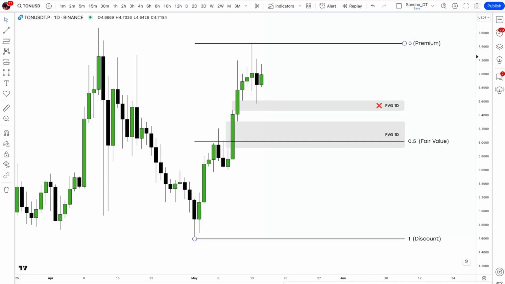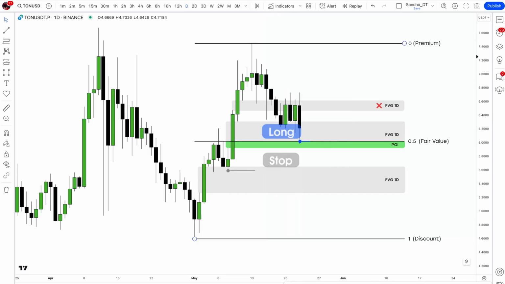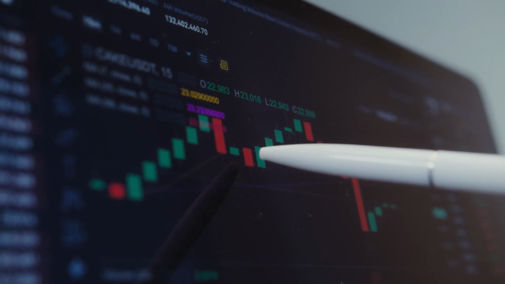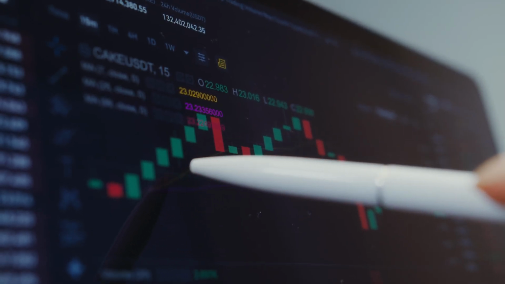In this strategy, work only with the part of the imbalance below the 0.5 level, making it the first zone of interest for opening a long position. If an imbalance is deep in the discount market zone, it becomes an additional point for opening a position if the price does not reverse from the first zone. This approach helps to reduce risks and increase the chances of a successful trade. On the chart, you can see how the price methodically tests the highlighted zones, bouncing off key levels and forming an uptrend. This demonstrates how correctly identified zones of interest can contribute to accurate market movement forecasting.